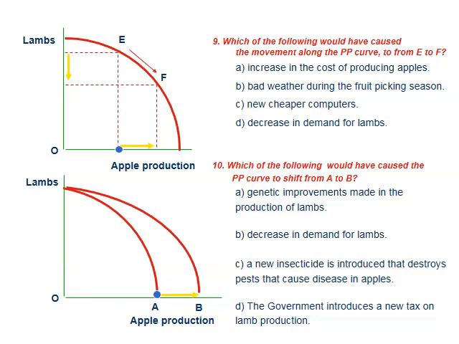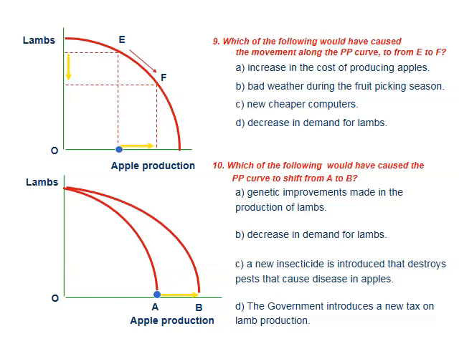In the next example, you can see lamb production hasn't changed, the capacity to produce, but apple production now can increase because of an increase in, remember, either resources or technology. So which of the following would have caused a shift from A to B? In other words, an increase in the productive capacity of apples. Well, genetic improvements made to lamb production would have moved the curve out and up from lambs.